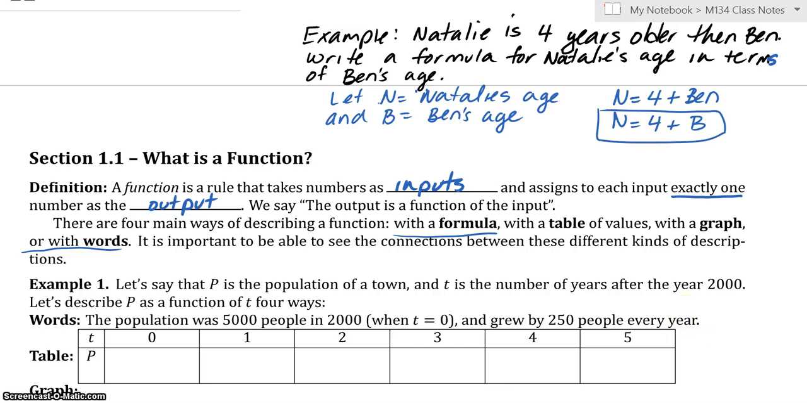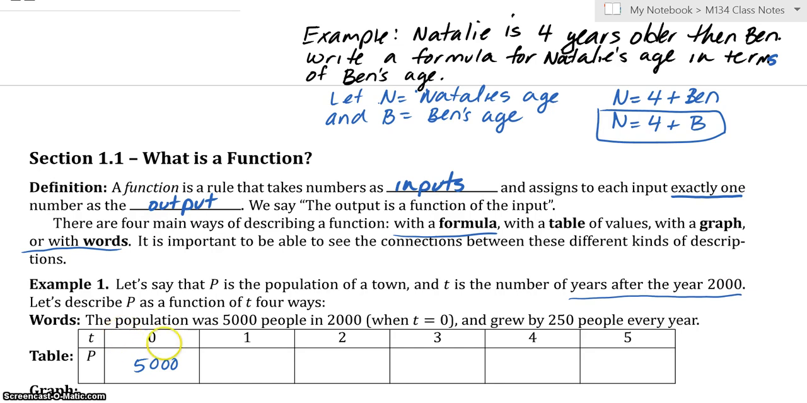But instead of going straight to a formula, they went to a table. So let's go ahead and see if we can fill out this table. What is the population with T equals 0? Well, it's telling me right here that it was 5,000. That's easy. By the way, that's in the year 2000, and T equals 0. So T is the number of years after 2000.